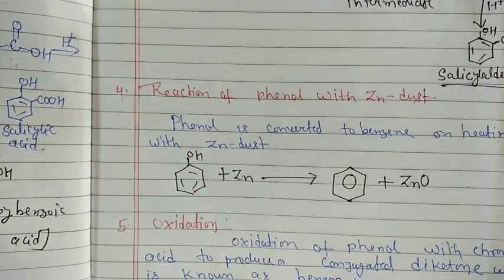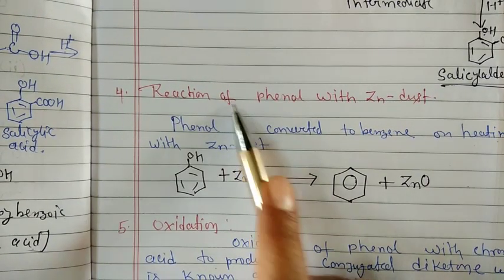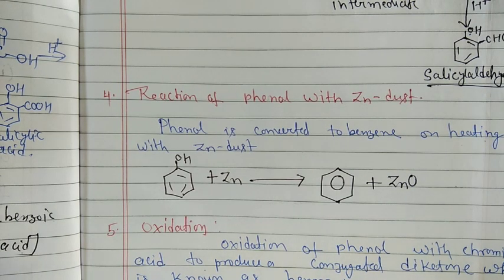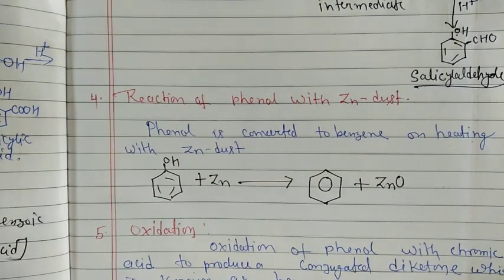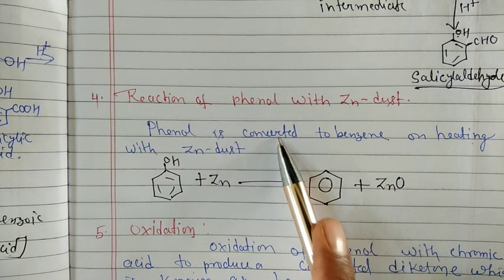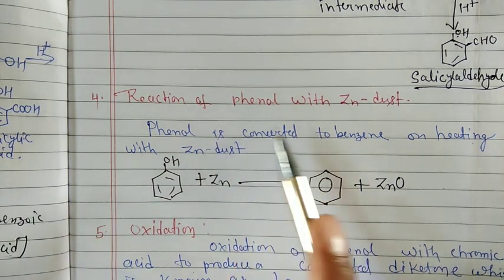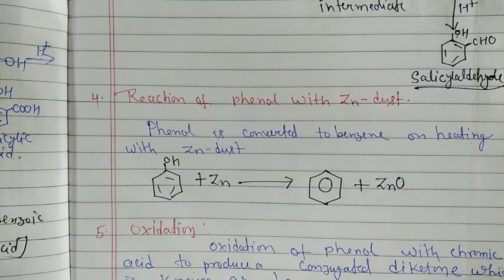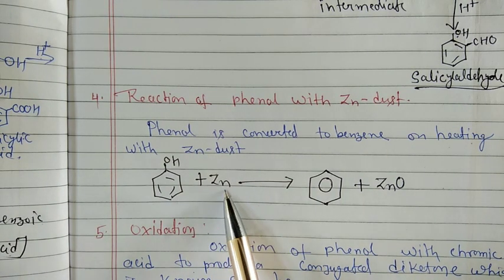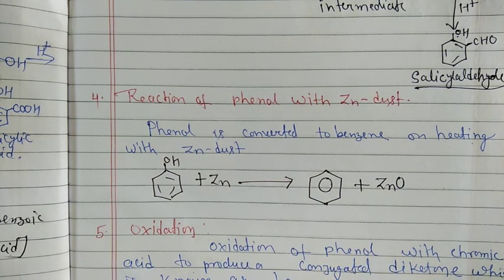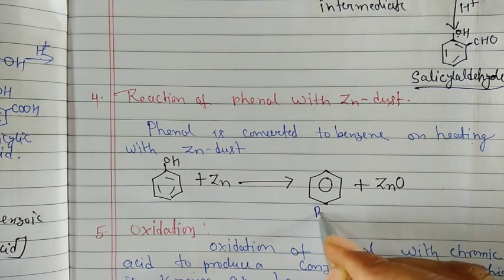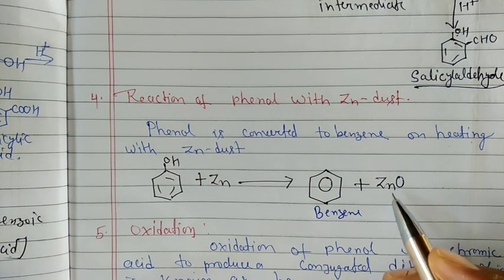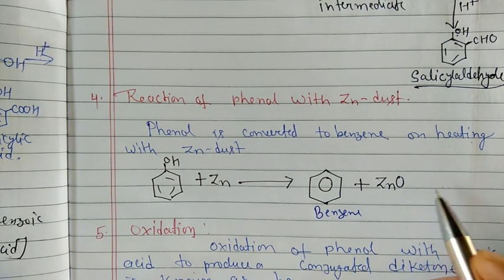Now let us discuss the next reaction, the reaction of phenol with zinc dust. What happens when phenol reacts with zinc dust? Phenol is converted to benzene. Phenol is converted to benzene on heating with zinc dust. Phenol plus zinc converts to benzene, C6H6, and zinc oxide is removed.